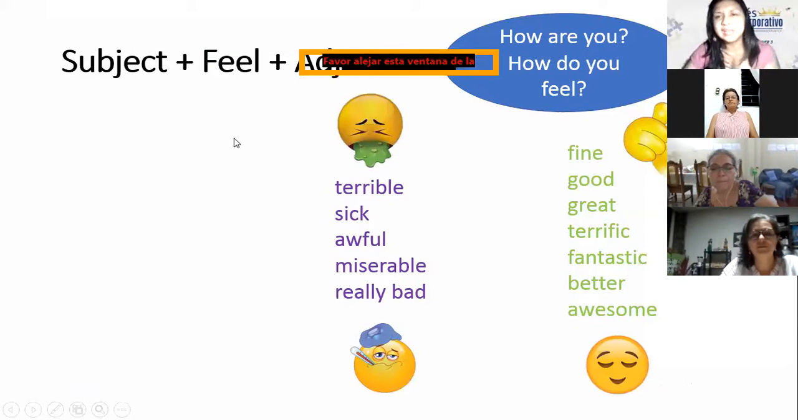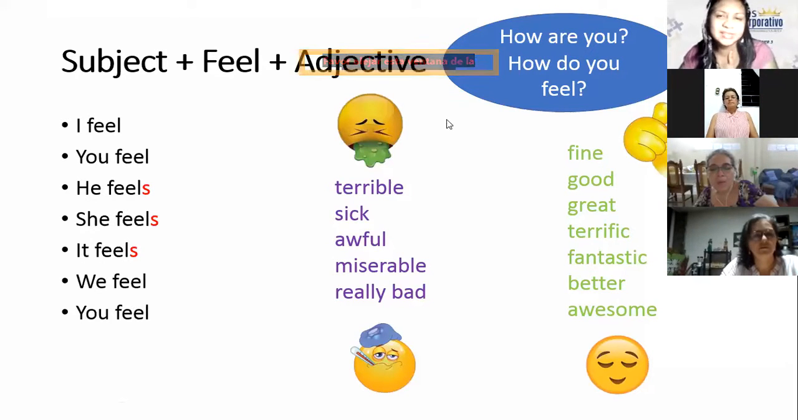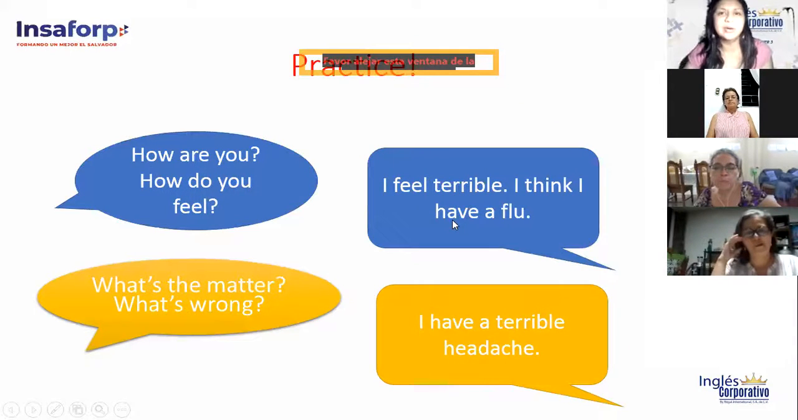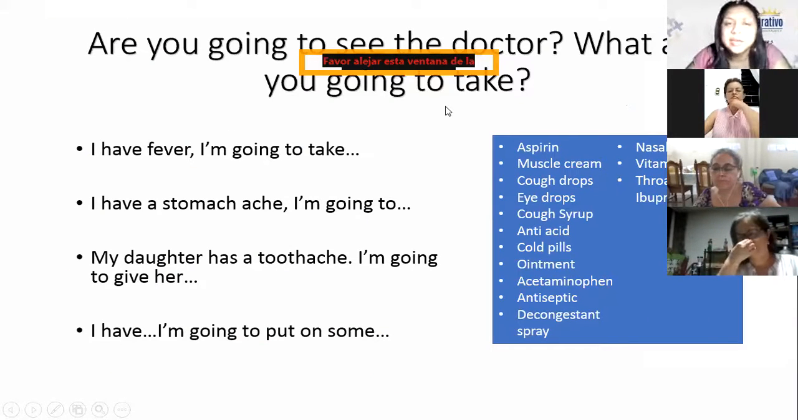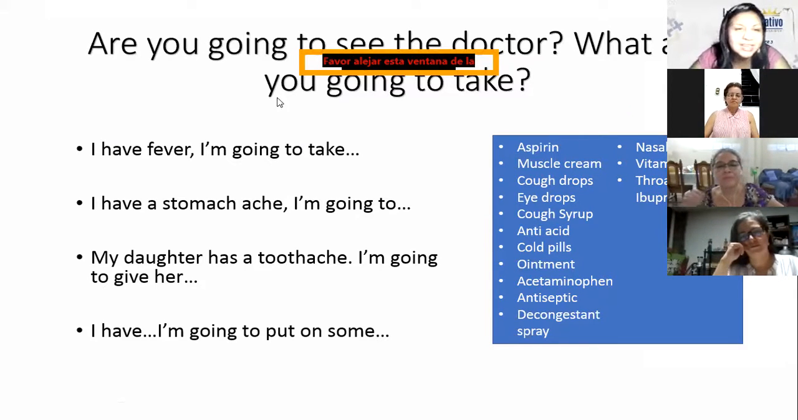Ahora, en este caso es para expresar how we feel, our feelings, cómo nos sentimos, ¿verdad? O cómo se siente alguien. Okay. Yo creo que en eso sí no hay mucho problema. Qué bueno que ya practicaron y ahora quiero mencionarles the medicine, okay? The medicine that you can take when you are sick.